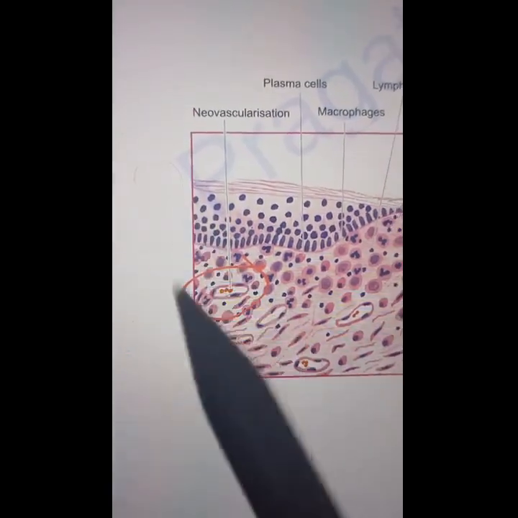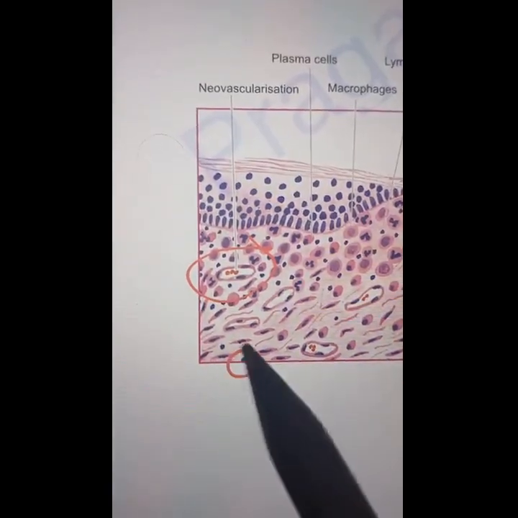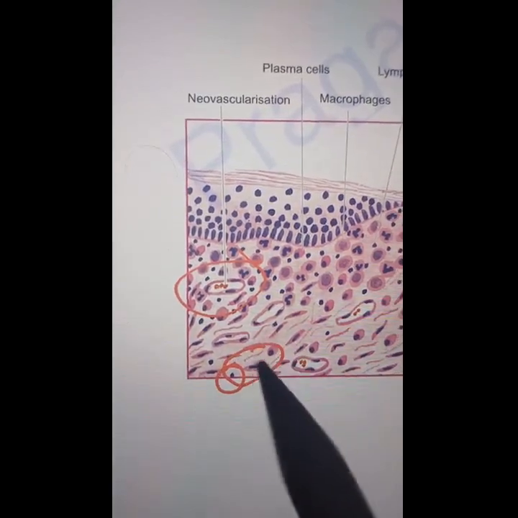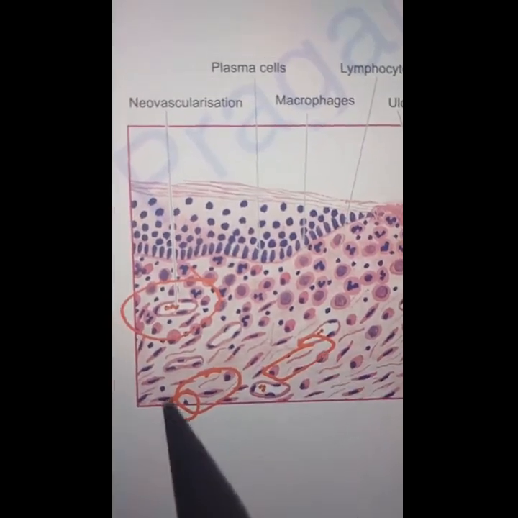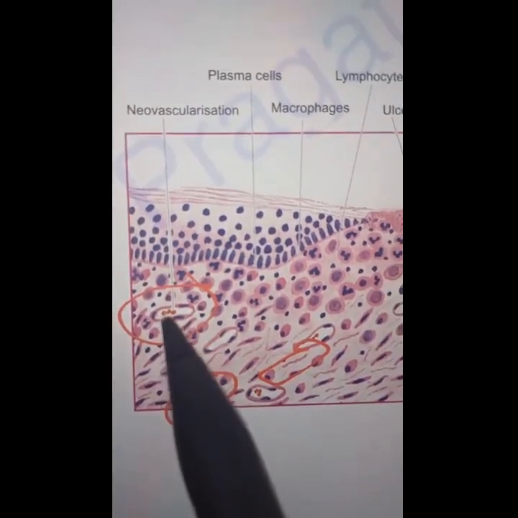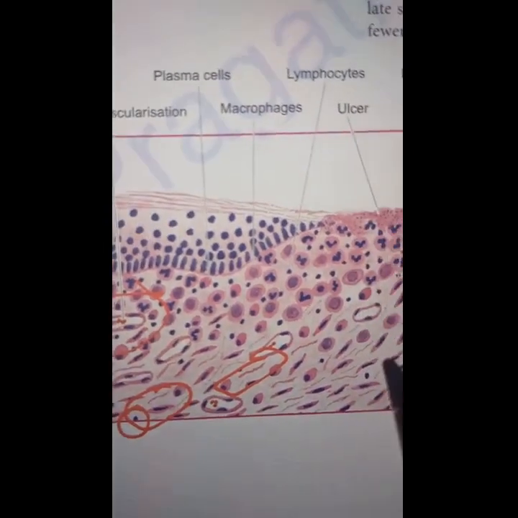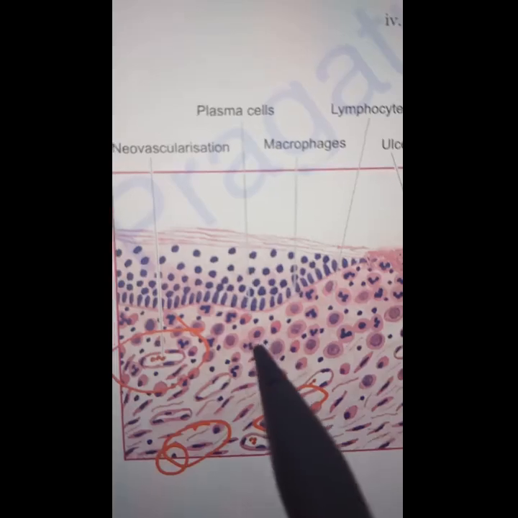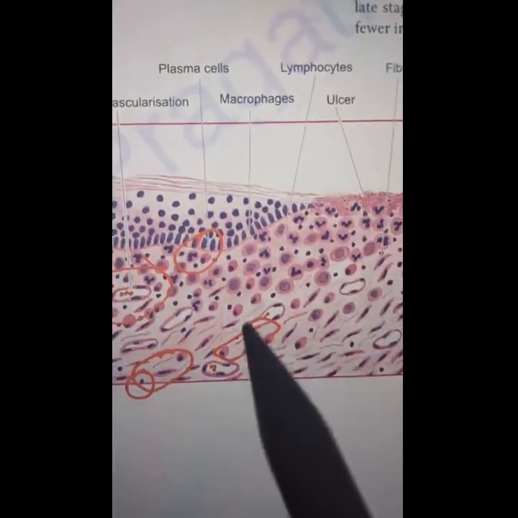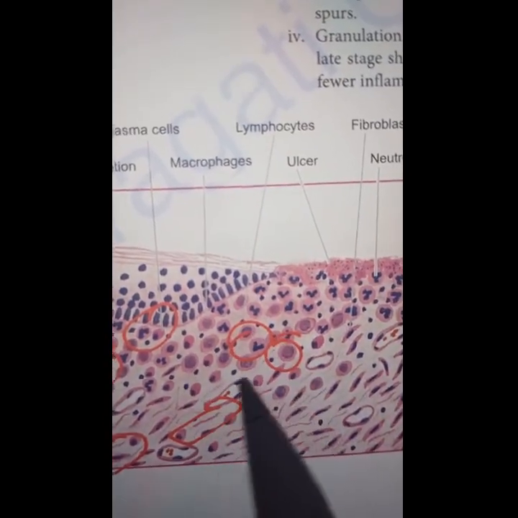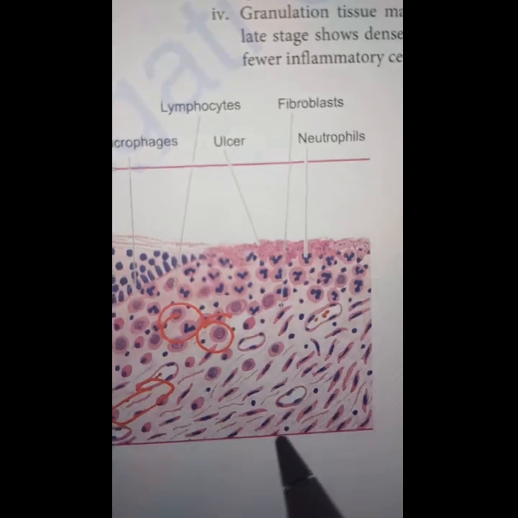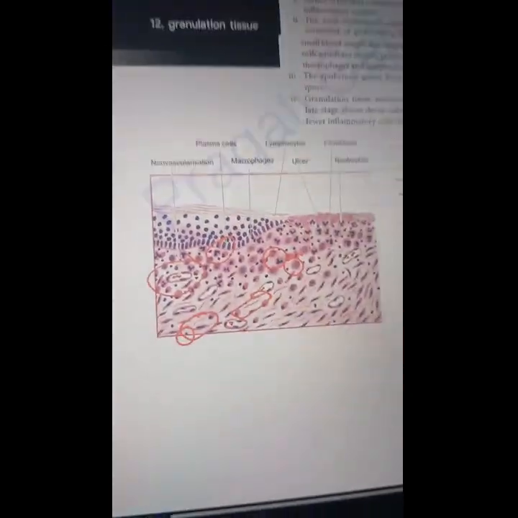So you can see these features one by one. Neovascularization, then you see lymphocytes. These are the smooth muscle cells. These are the fibroblasts. So smooth muscle cells, fibroblasts, lymphocytes. Then this is the neovascularization. Then these are the plasma cells. You can see plasma cells, and these are the macrophages, neutrophils. These are basically all the cells which are prominently found in granulation tissue.